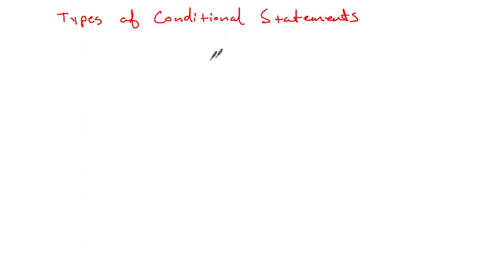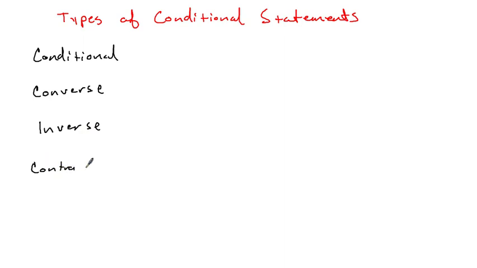All right, there are 4 types of conditional statements. So, the types of conditional statements. The first type of conditional statement is the one we've already worked with. It's the actual conditional statement. The next type is the converse. There's an inverse, and there is a contrapositive. Okay, we're going to make a little table here.